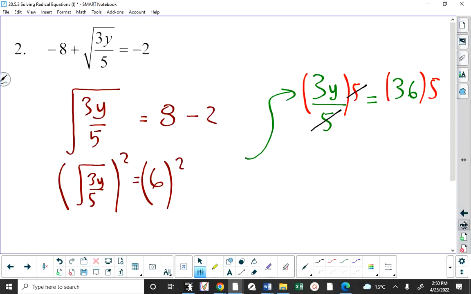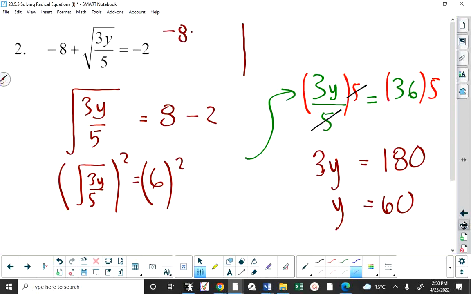5 over 5 cancels. So I'm left with 3y equals 36 times 5, which I think is 180. Am I right? Thank you. I divide both sides by 3 and get 60. And now I put 60 into the original equation and see if it works. So on the left-hand side, I will have negative 8 plus the square root of 3 times 60 over 5. On the right-hand side, I have negative 2. 3 times 60 over 5 is, I believe, 36.